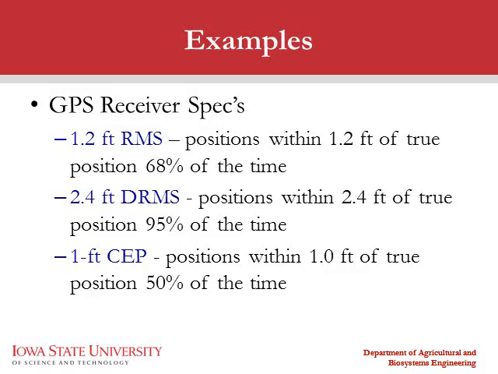Here's an example comparison of a single receiver that may have a specification of 1.2 feet RMS, 2.4 feet 2D RMS, or 1 foot CEP. In this case, each of these values is actually the same value, or the same overall accuracy.